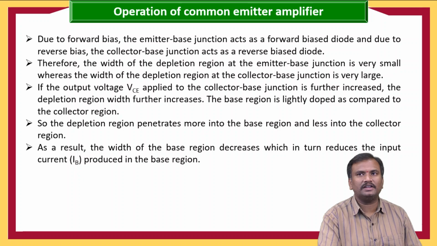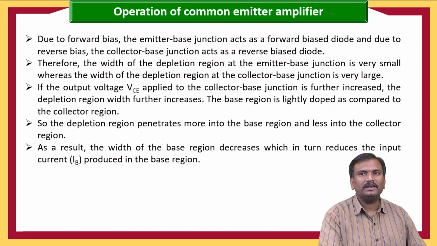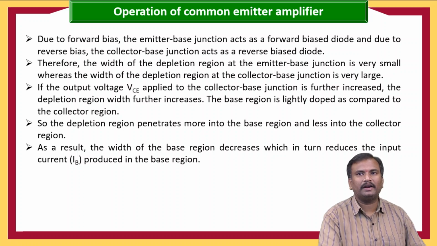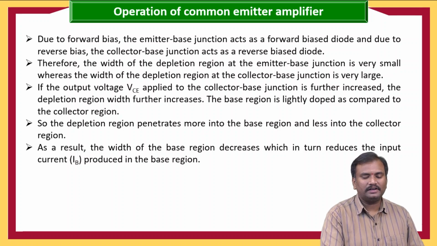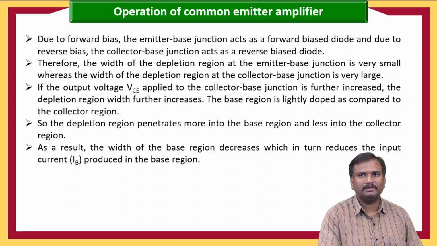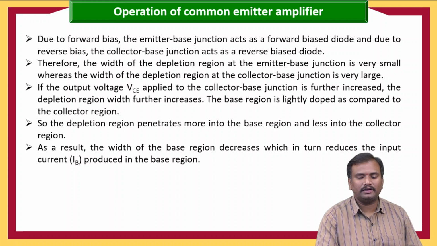So the base region is lightly doped as compared to the collector region. So when the base region is lightly doped, because of that, the depletion region penetrates more into the base region and less into the collector region. Now, as a result, the width of base region decreases, which in turn reduces the input current which is produced in the base region.